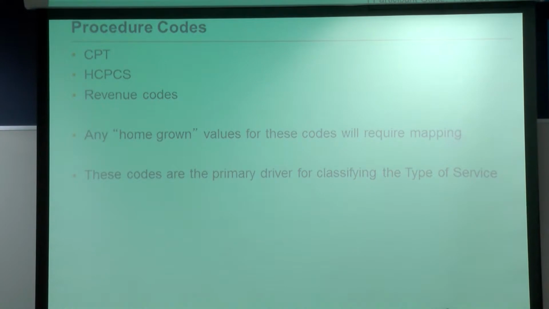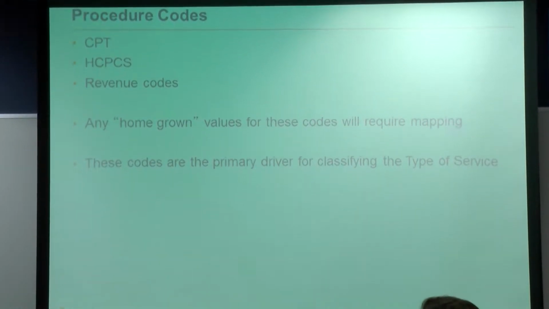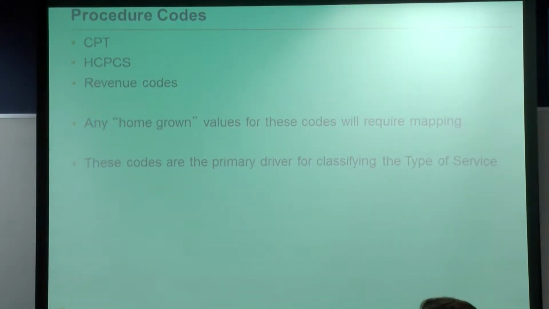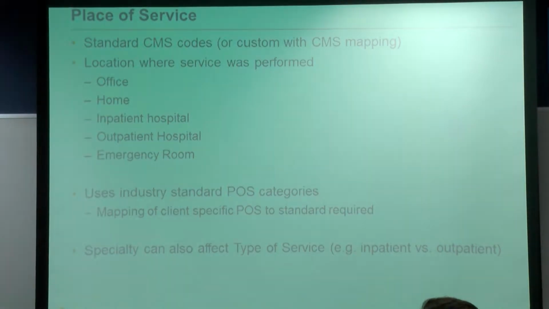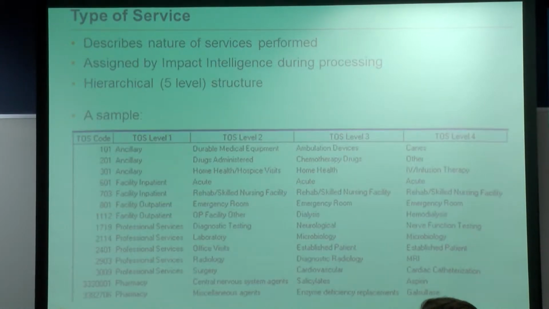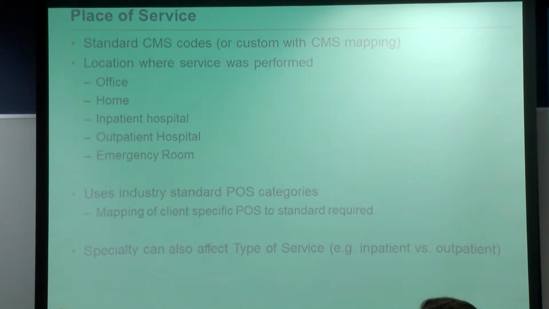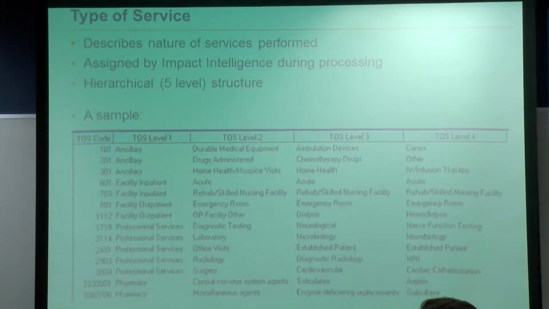Service classifications are a good one. CPT codes, HCPCS codes, revenue codes, any homegrown values require mapping into the national ones. So we do that. In this case, standard CMS codes for place of service are used. Most of you are submitting that anyway, but if there are some that aren't standard, then we have to pop it in there. What we are seeing in this area, especially in the home area, is some places are trying to tease out hospice versus non-hospice. So we're working on the application to be able to tease that out more effectively.